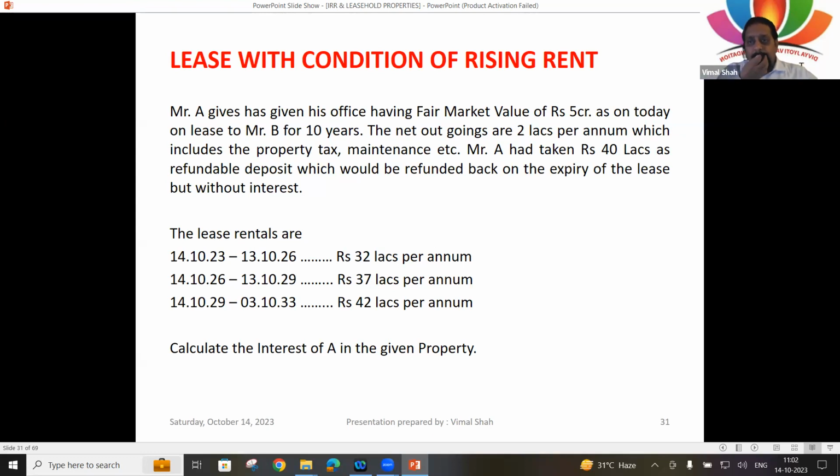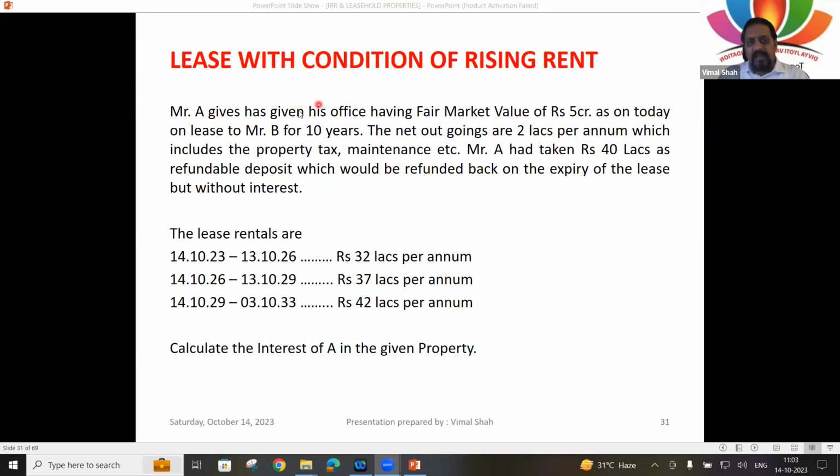Now, as I said, nowadays when you see the leases, normally the lease rent is not the same throughout the entire period of lease. Am I right? The lease rent keeps on increasing every 2 years or 3 years. So I am taking one such similar example for it. This is more of a practical kind of example. This type of example, day in, day out, you can get for your valuation assignments.